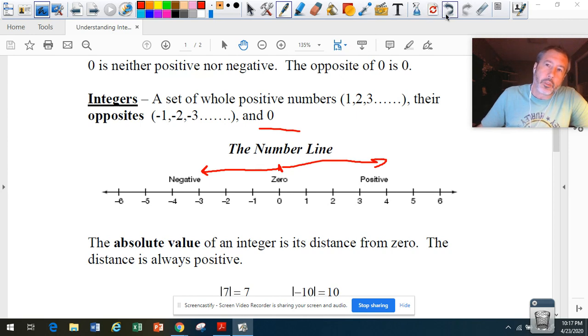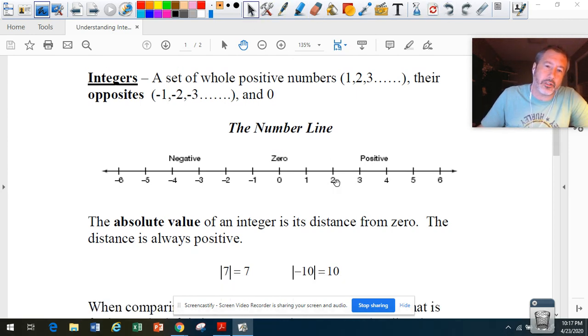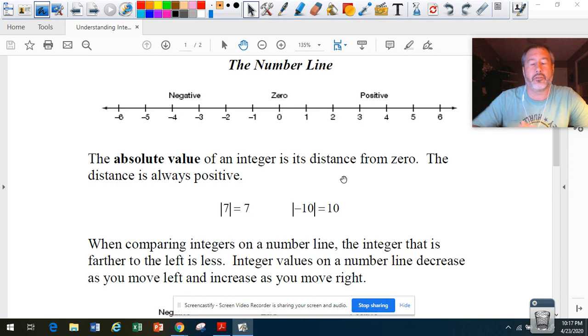Now, we're going to get into absolute values here. Some of you are definitely familiar with absolute values. Probably all of you are. But the absolute value of an integer is its distance from 0. It's a measurement of how far something is from 0. So let's say I go up here to my number line and I put a little dot at -3. How far away is -3 from 0? Well, it's 1, 2, 3.